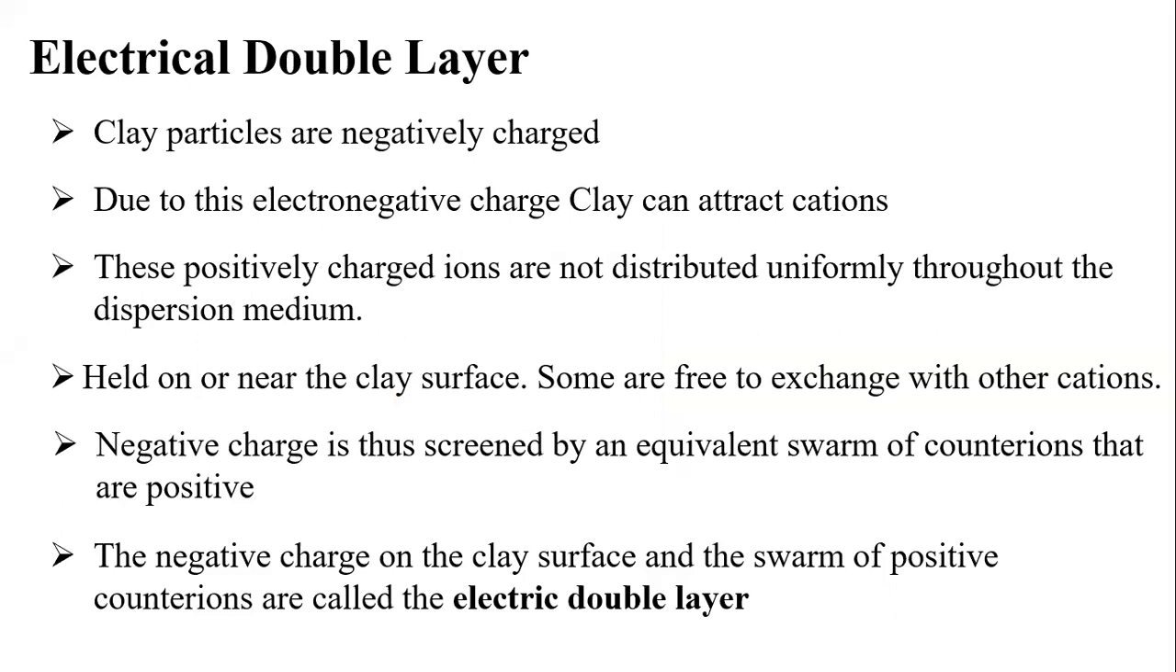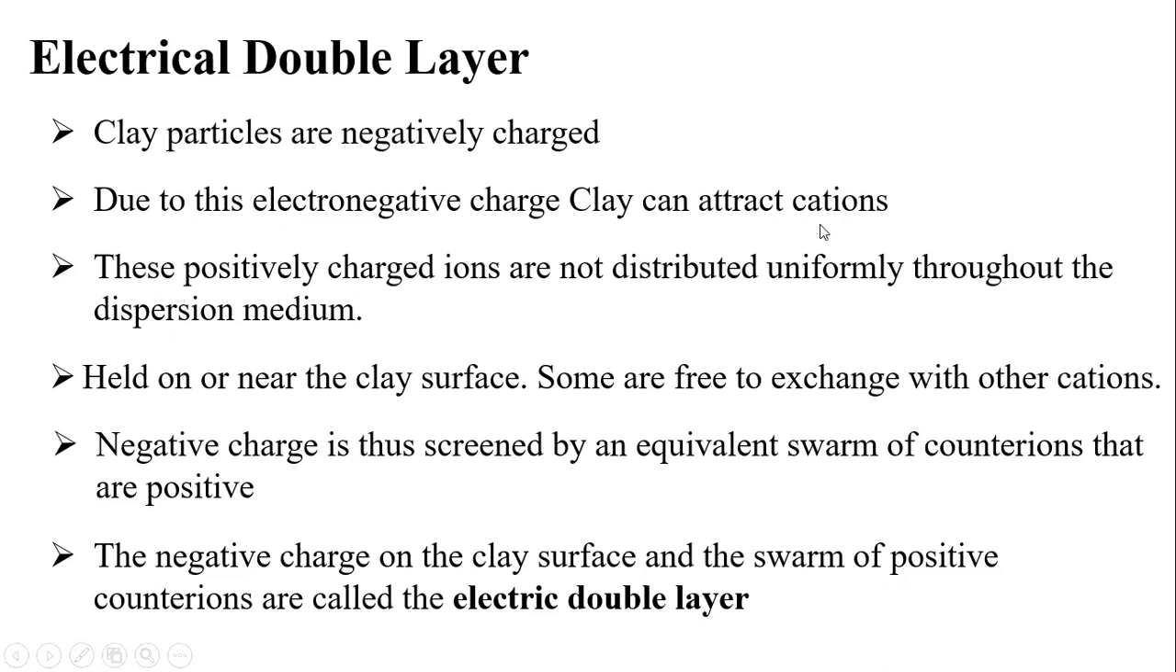Generally, we know that clay is a negatively charged particle, right? This negative charge may come from isomorphous substitution, which is called constant charge or permanent charge. There is another type of charge, temporary charge or pH dependent charge. Between these two phenomena, we get this negative charge. As it is electronegative, your clay particles can attract the cations.